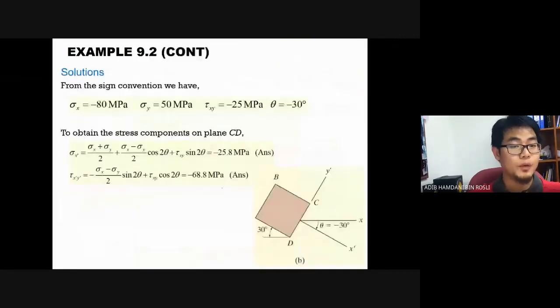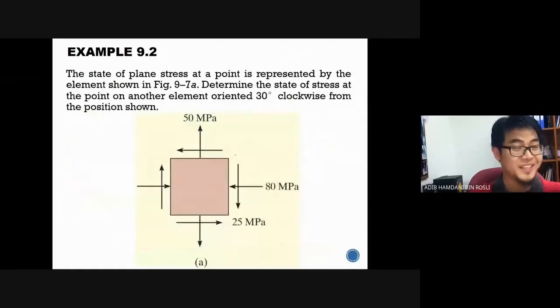Now we go to the one which is simpler, where we use the equation. We don't have to cut. So, for instance, here you have the element, and you have this 80 megapascal, 50, and 25. So you need to interpret here: what is this 80? What is this 50? And what is this 25?